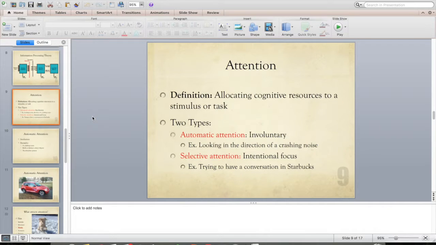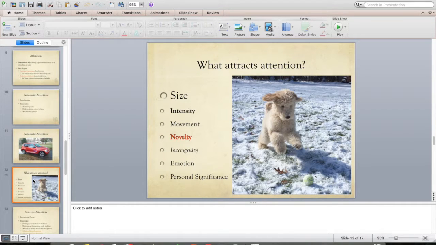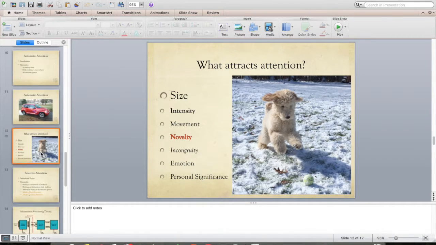Our attention goes 2 different ways. We either have automatic attention or selective attention. Automatic, we have no control over. It just happens. If someone makes a really loud bang, if I were to slam on this table right now, which I won't, you would probably attend to that without even thinking about it. Selective attention is actually choosing to ignore other stimuli and pay attention to whatever you need to focus on.